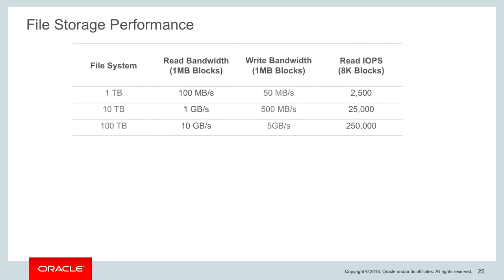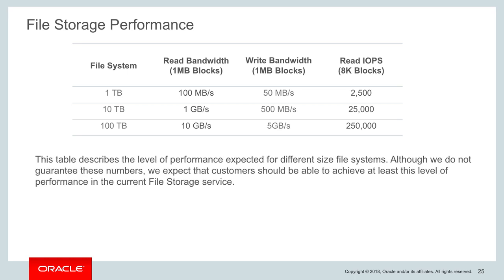So here's another chart just to give an idea. If you have 1 terabyte on the file system, this is how much read bandwidth you can get, and write and read IOPS, based on the size of the block, right? 1 megabyte blocks and 8K blocks.